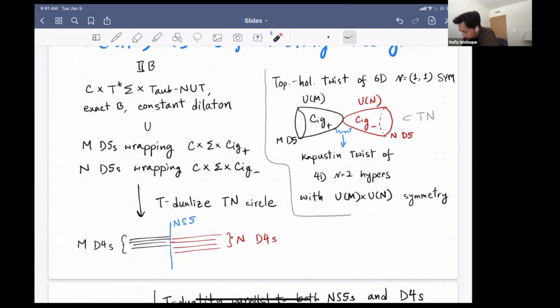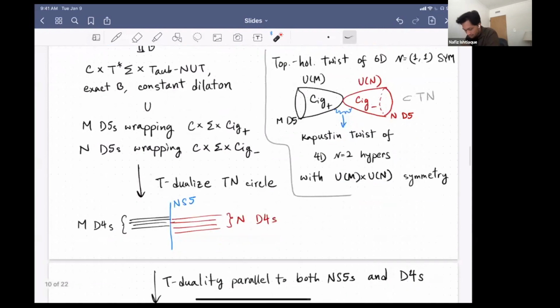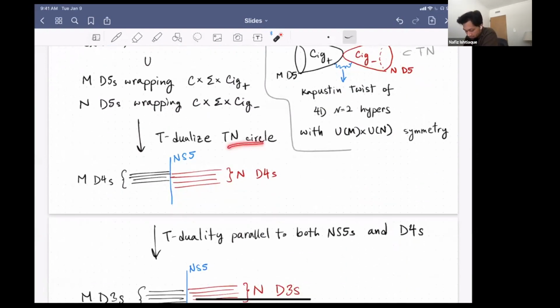And so I'm choosing two particular cigars. I'm just calling them cigar plus and minus, and I'm wrapping two different stacks of D5 branes onto different cigars. And just as a reference, if I T-dualize the top net circle, then this setup is dual to an NS5 brane. And so the top node becomes an NS5 brane, and the D5 branes become D4 branes. And I have two different stacks of D4 branes ending on the NS5 brane coming from opposite sides.